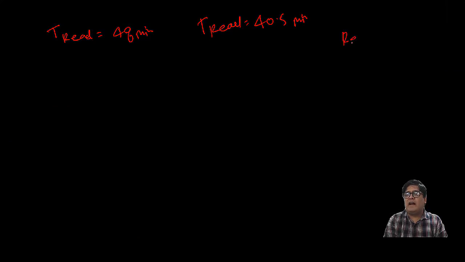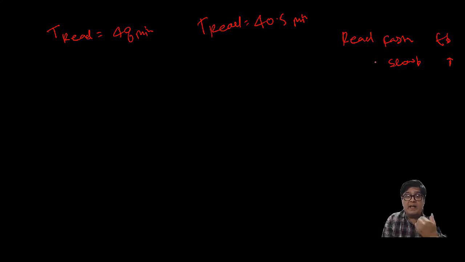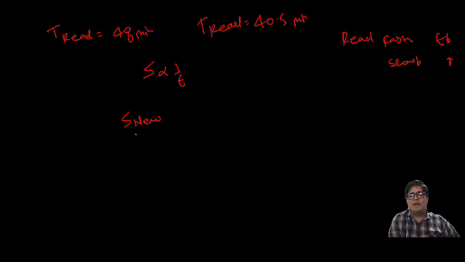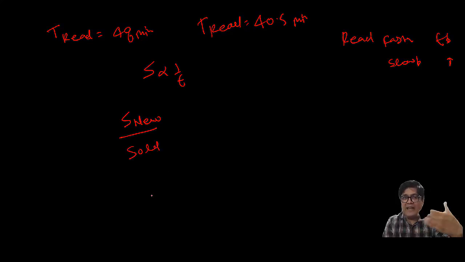You read faster, you will take less time. You read slower, you will take more time. So speed is inverse of time. Time का उल्टा है speed. What I will say is I want the new speed divided by old speed. That is how we calculate percentage. Old value is below, the new value is above.